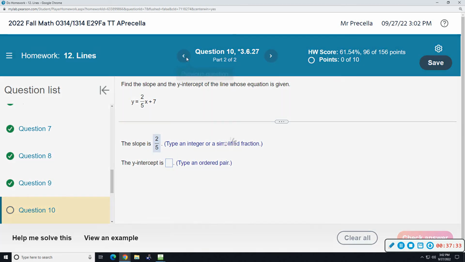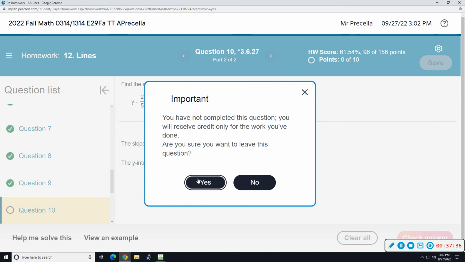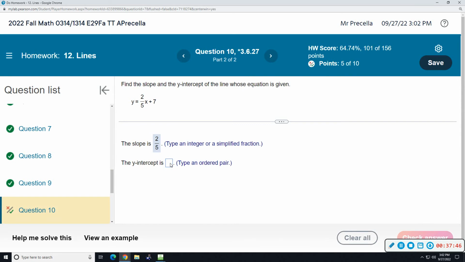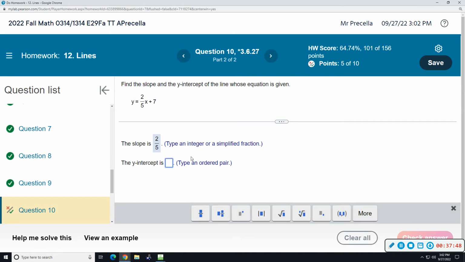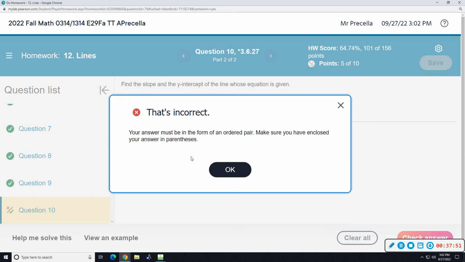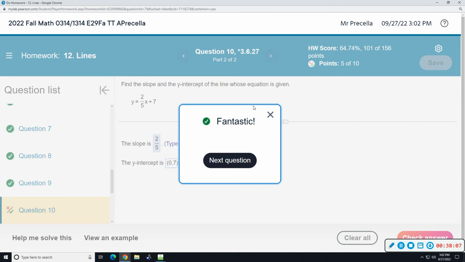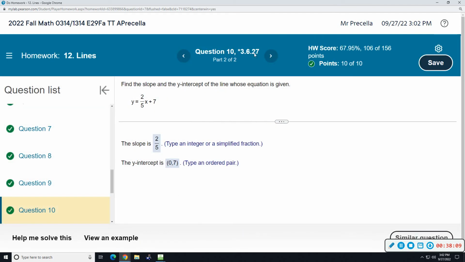Oh, 7. No. They're not being nice this time. On number 9, they just gave you that 0, comma. Here you have to type a 7 and see what happens. If you just put in a 7, they're going to count it wrong. It says your answer must be in the form of an ordered pair, with enclosed parentheses. So there you have to write it as an ordered pair.